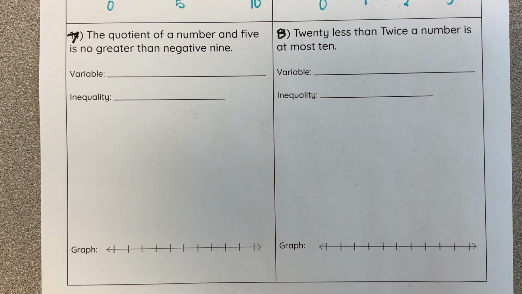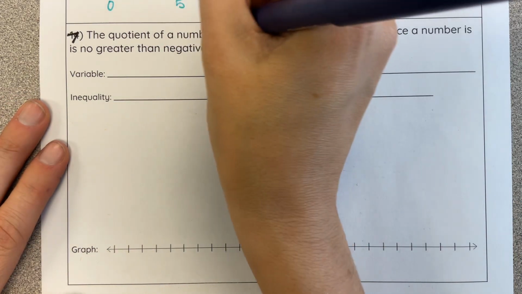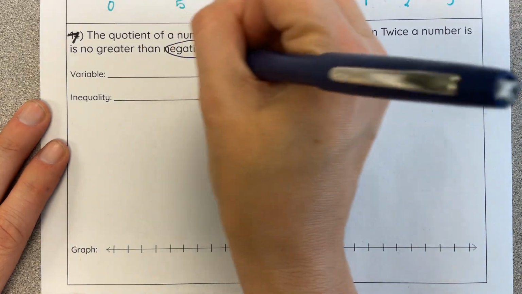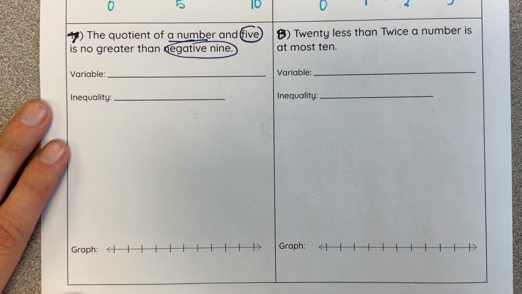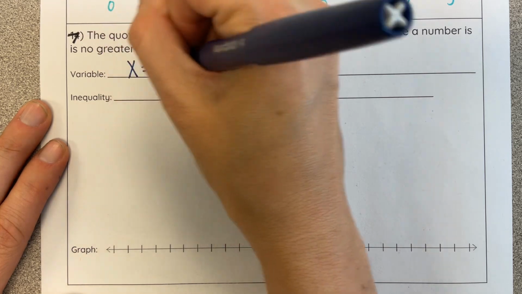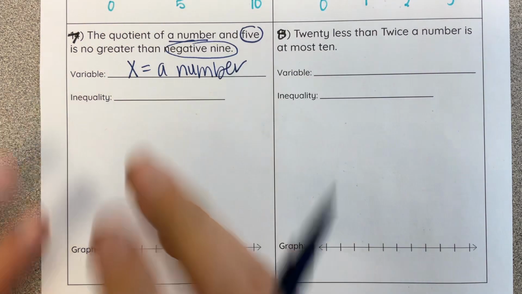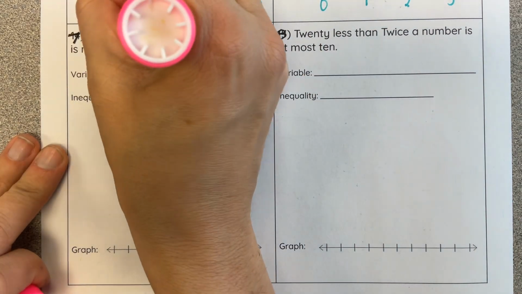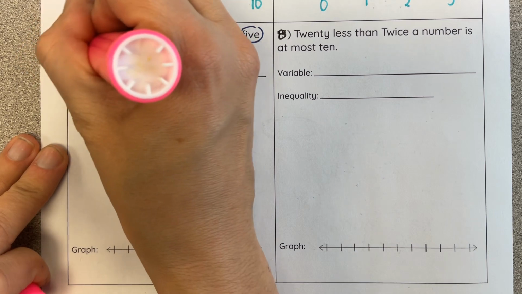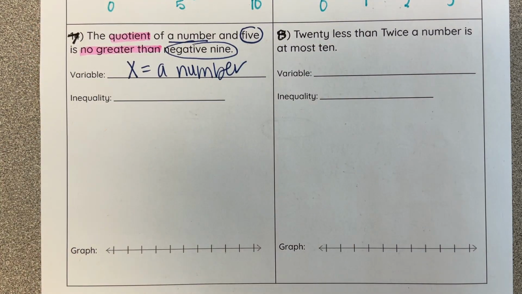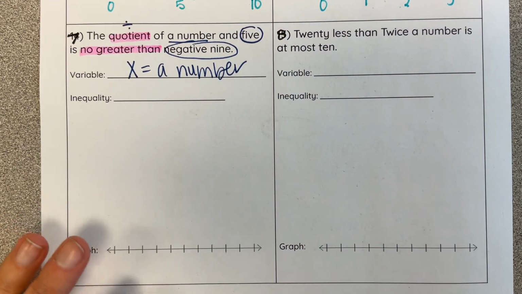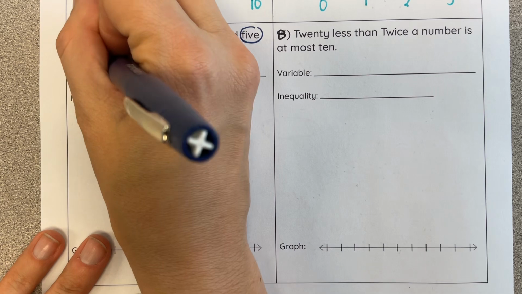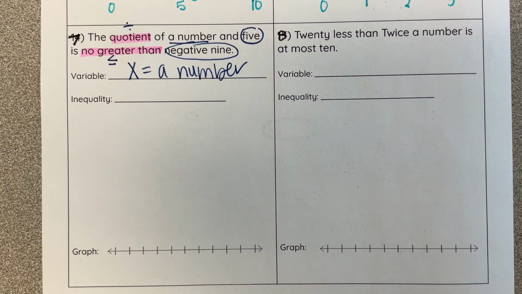All right, number 7. The quotient of a number and 5 is no greater than -9. So circling my numbers here. Our unknown again is a number, so x equals a number. Highlighting some key information here. Quotient tells us the operation, no greater than. It's not just greater than, it's no greater than. So quotient tells us division, and it's no greater than, which means it's less than or equal to.